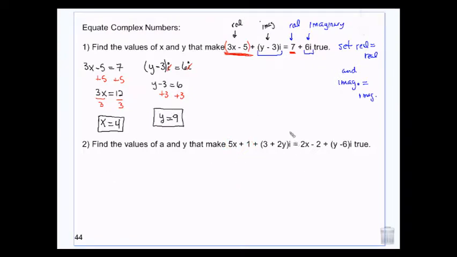The i's aren't here, but these parentheses are. So this goes with the i, and this doesn't, so that can help you identify what's real and what's imaginary. Anything that's not attached to the i in a parentheses is part of the real part. So I can take this whole thing and call that real. Same with this side. So I can set those real parts equal to each other. 5x plus 1 is equal to 2x minus 2.